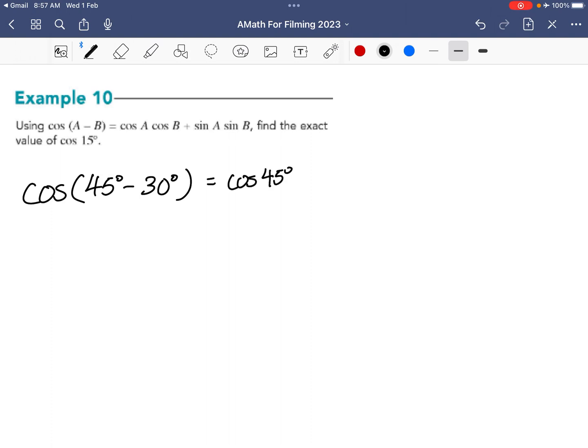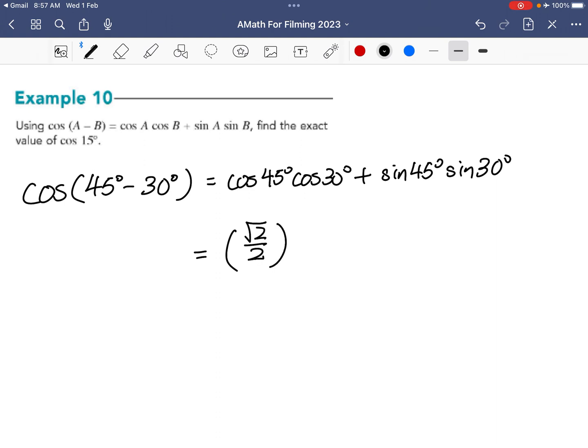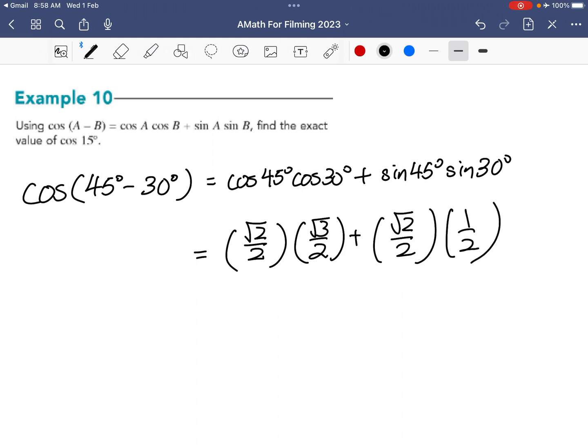I apply the formula: cosine A multiplied by cosine B, then minus, then here's a plus, sine A, which is sine of 45 degrees, and sine B, which is 30 degrees. I'm just applying the formula. Then all that's left to do is to remember our special angles. Cosine of 45 is square root 2 over 2. Cosine of 30, square root 3 over 2. Plus sine of 45, square root 2 over 2. And sine of 30 is half.